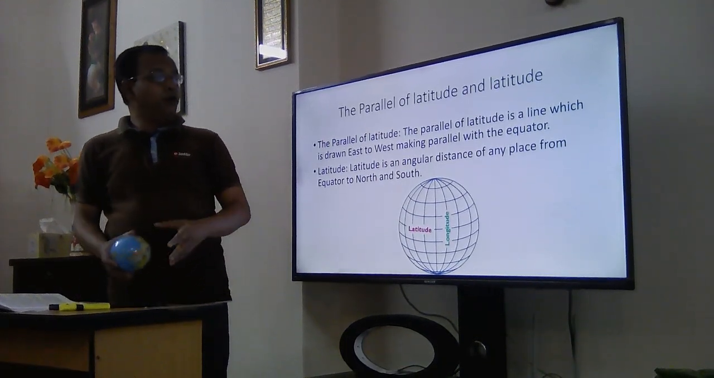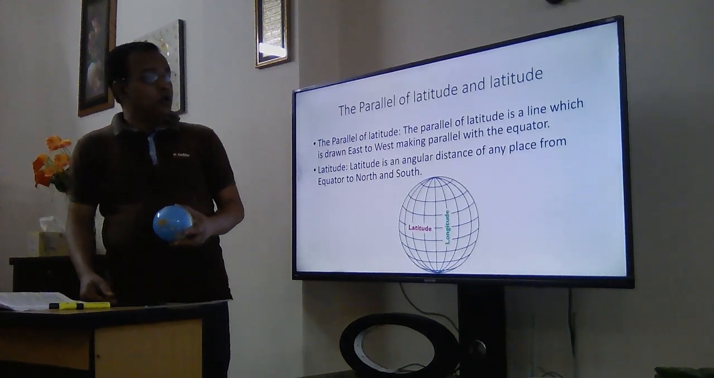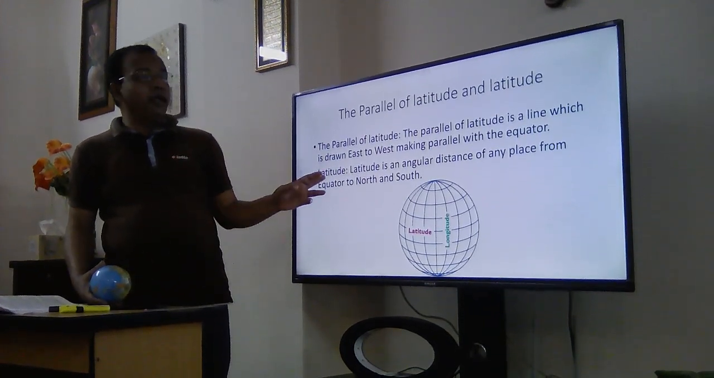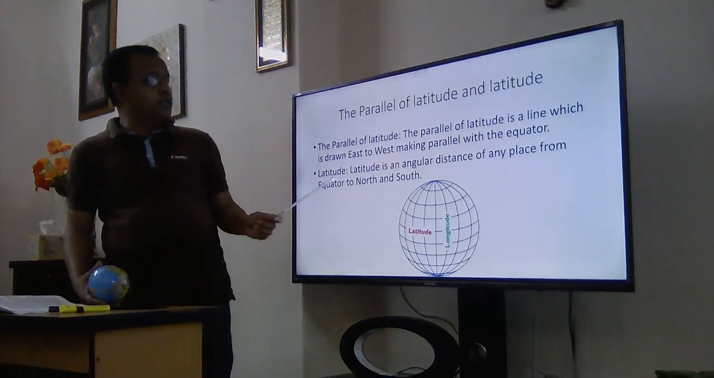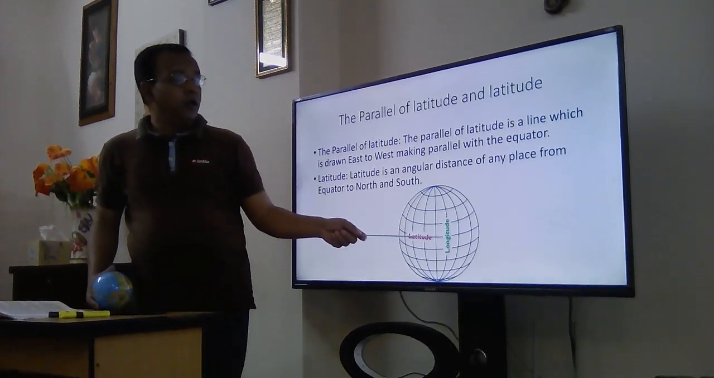Now, there is a question: how can you measure angular measurement? When you are going to find out the latitude of any place, your base is the equator.